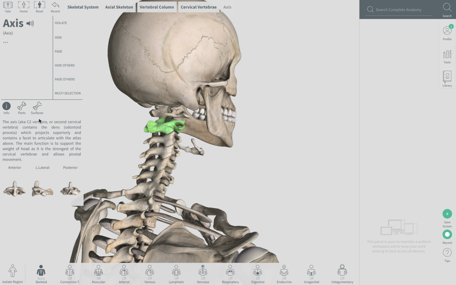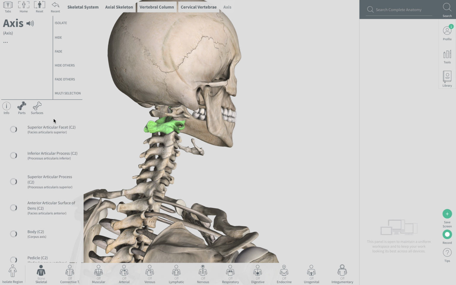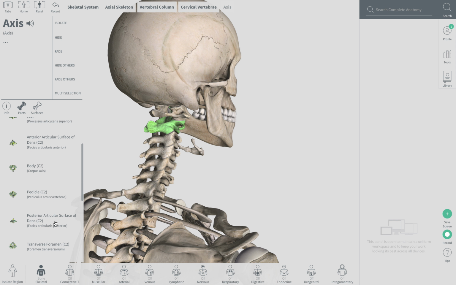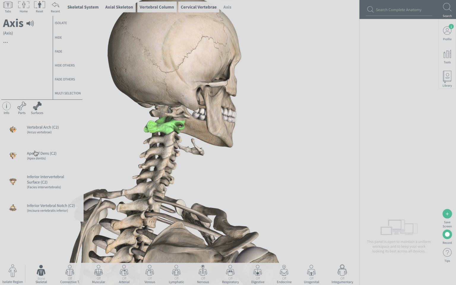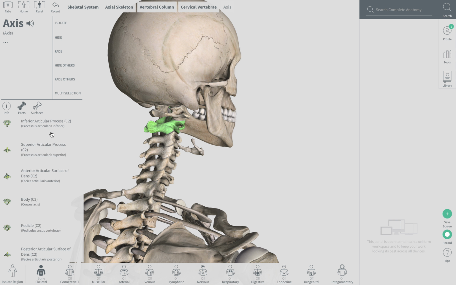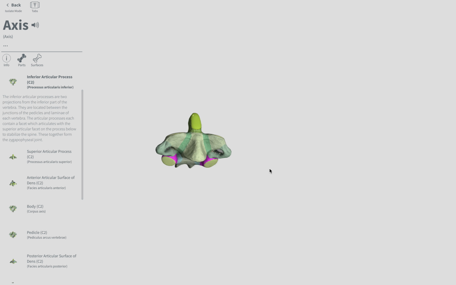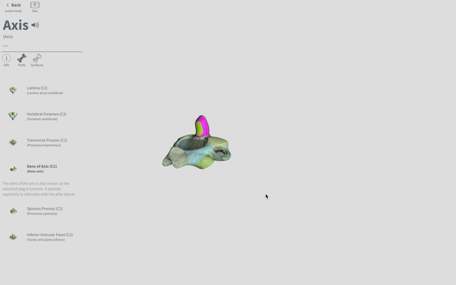and the important feature is the dens of the axis. So this process right here is the dens of the axis. Feel free to pause the video and read descriptions, but I won't do that for you.